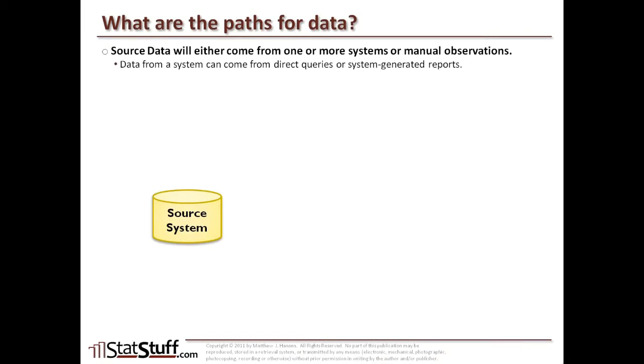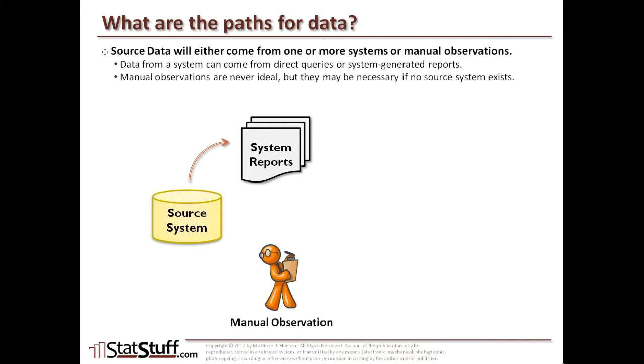So if the data comes from one particular source system, we can either have some direct queries to that system, or there might be some system-generated reports coming out of that system that we can draw from. Manual observations can also be used. It's not always ideal, but they may be necessary, especially if the data that we need is not something already tracked or recorded within a source system. So these three things represent our primary sources that we might draw our data collection from.